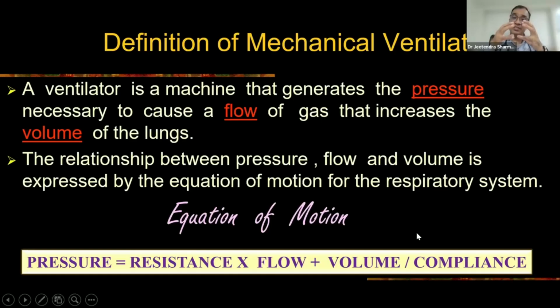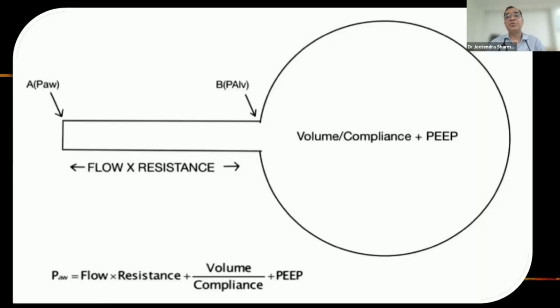Once the volume reaches the lung, it starts expanding. How easily they expand, or how tough they are to expand, this quality is known as compliance. If they are more rigid, then you require more pressure, or with the same rigidity, if you require more volume, then you require more pressure. So the equation would be resistance times flow plus volume divided by compliance. That is the equation of motion.